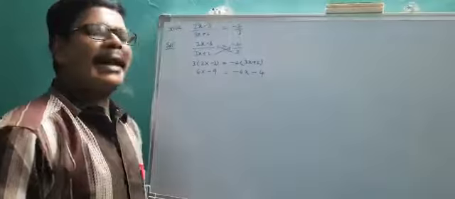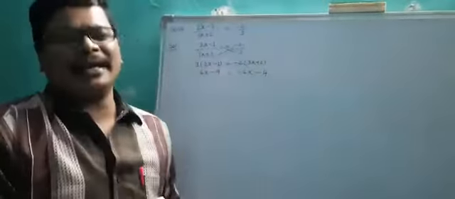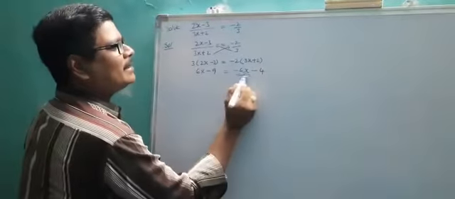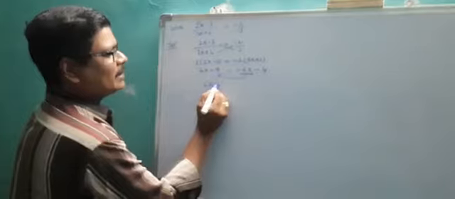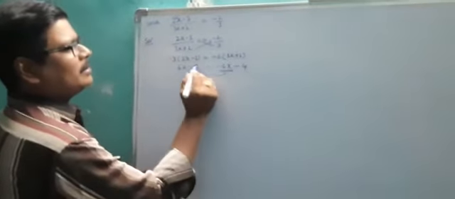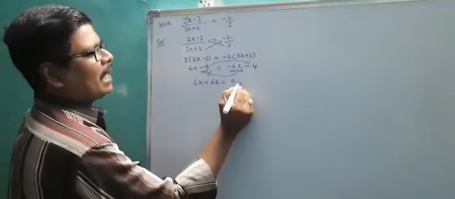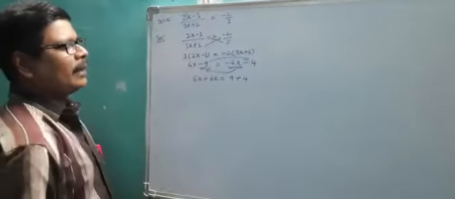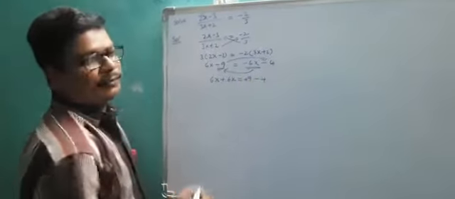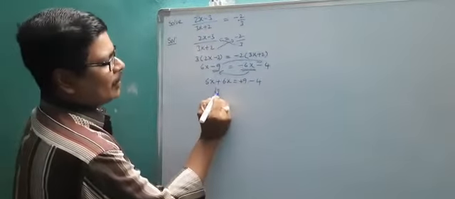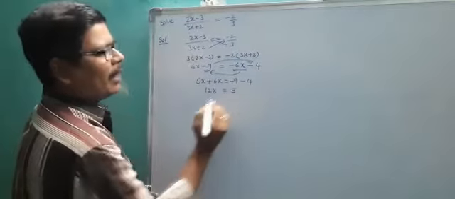Now you write all variable terms on one side and constant terms on the other side. That means minus 6x, after transposition, becomes positive, that means 6x plus 6x. This is minus 9, after transposition, positive. That means 9 plus 4, so 9 minus 4. So 6 plus 6, 12x is equal to 9 minus 4, that equals 5.